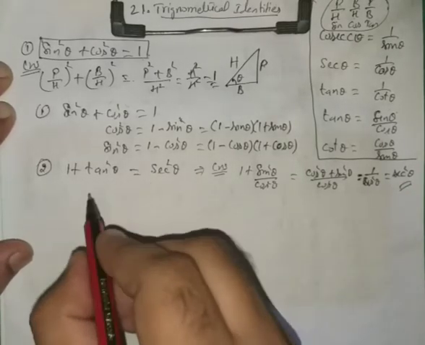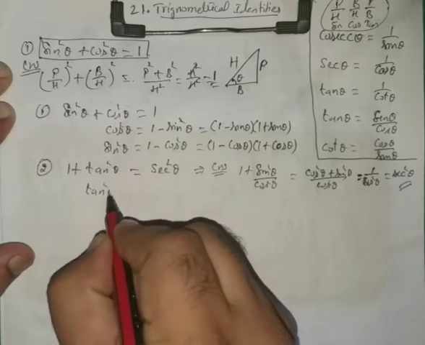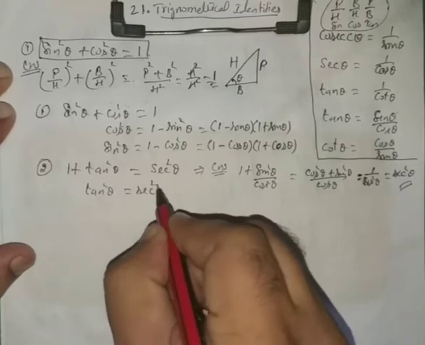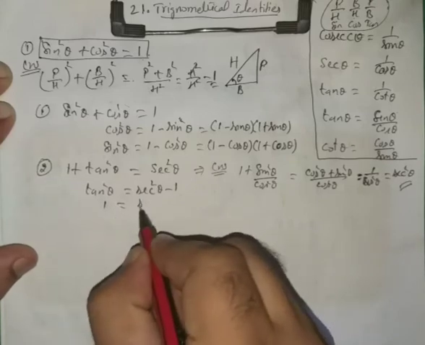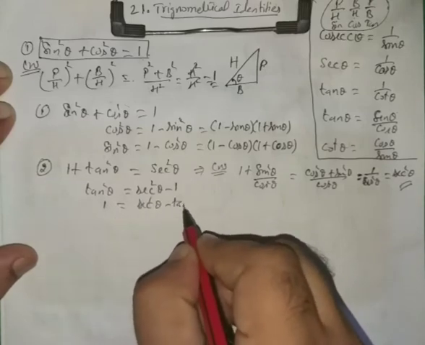So based upon this, tan square theta can be written as secant square theta minus 1, and also 1 is equal to secant square theta minus tan square theta.